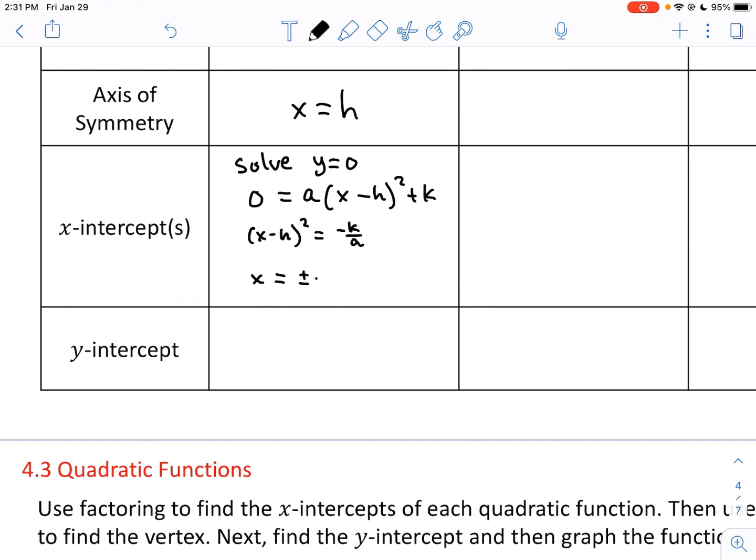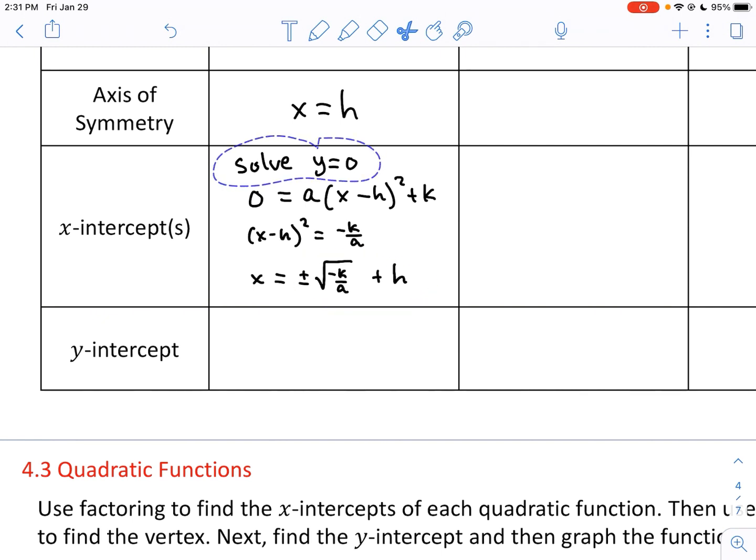Take the square root first, so you get plus or minus the square root of negative k over a. And remember, negative k over a isn't necessarily negative. If it is negative, then we don't have x-intercepts. If it's not negative, then we can complete this. And then you add h to that, and you get two different possible x-intercepts. The only way that this will give you only one x-intercept is if k is 0. In other words, if you don't have a vertical shift involved, all you have is a left-right shift, you can see why your vertex would stay on the x-axis, giving you only one x-intercept. Now, I don't expect you to memorize this formula.